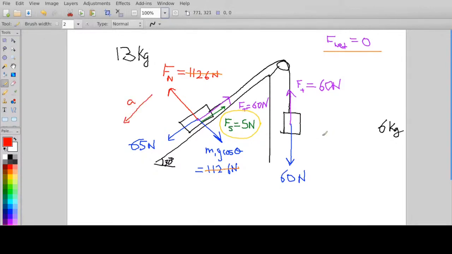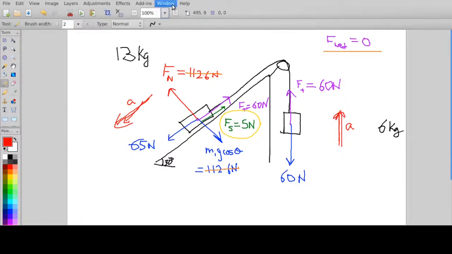And so what we're going to get is, if we have less than that 5 newtons, we're going to get this thing accelerating downhill like that, which means that this one is going to accelerate uphill like that. Okay, so let me say this again. I know this is the static friction problem, but if we had less than 5 newtons, because the kinetic friction is going to be less than that, then the 13 kilogram is going to slide downhill, and the 6 kilogram is going to slide uphill like that.